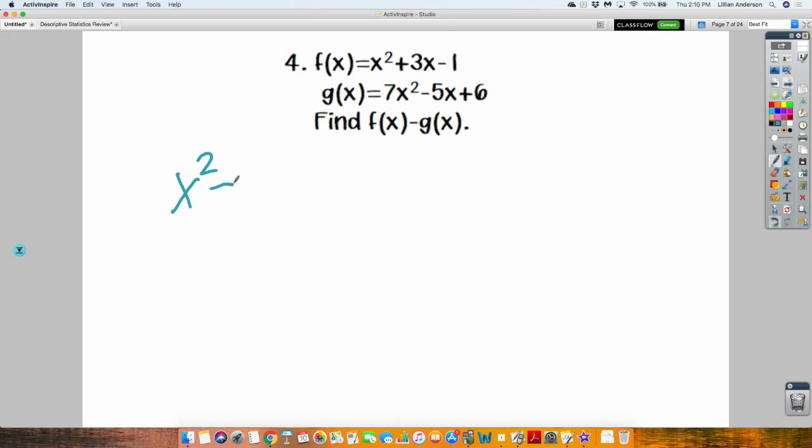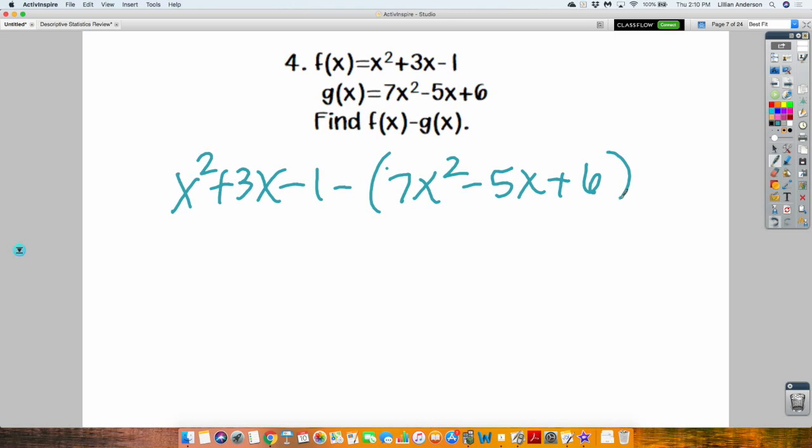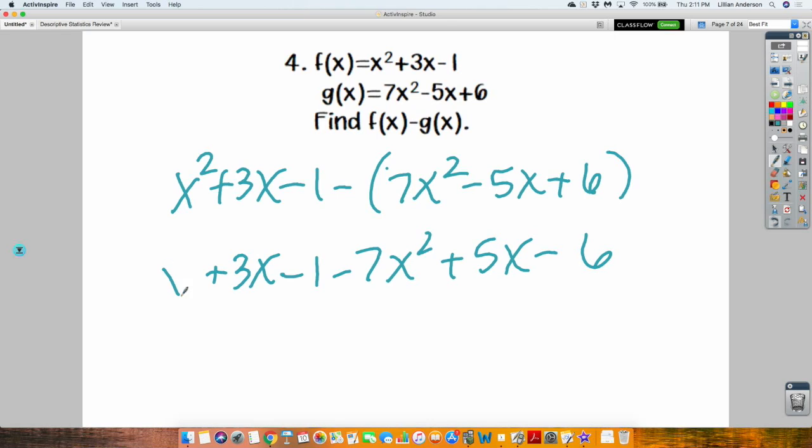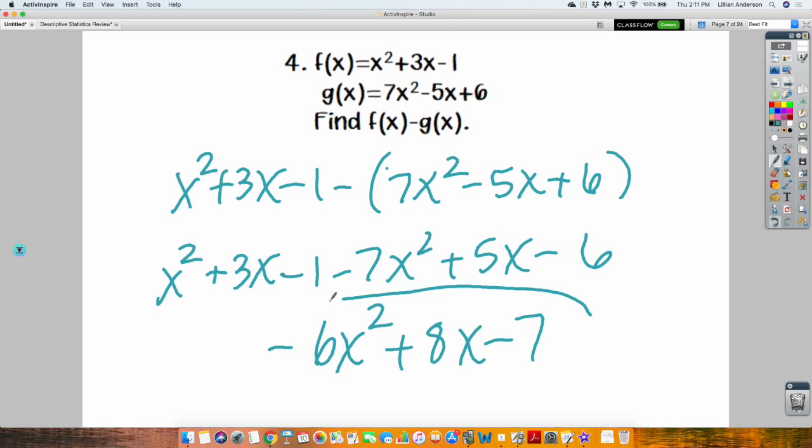All right, so looking at number 4, definitely make sure that negative gets distributed to the entire 7x squared minus 5x plus 6 to turn into a positive, not a positive, bless you, a negative 7x squared plus 5x minus 6. Did you do that? What's my final answer? Very good.